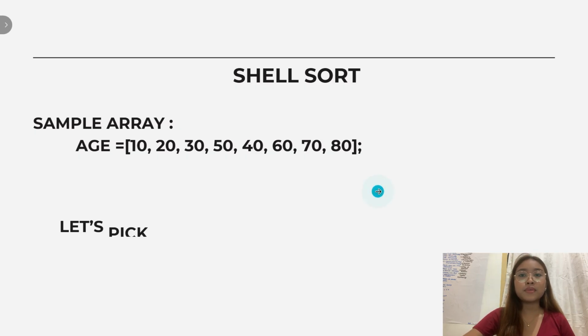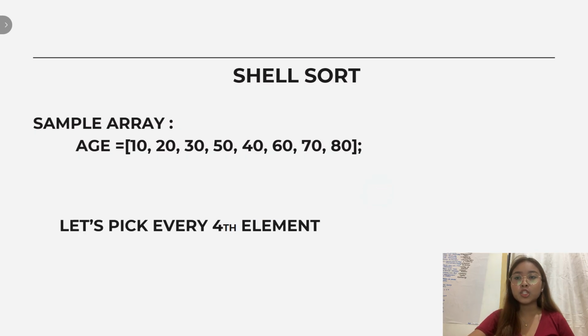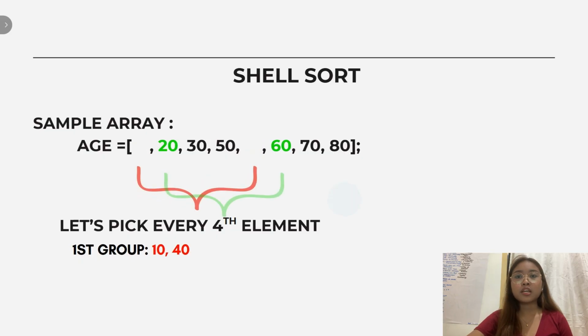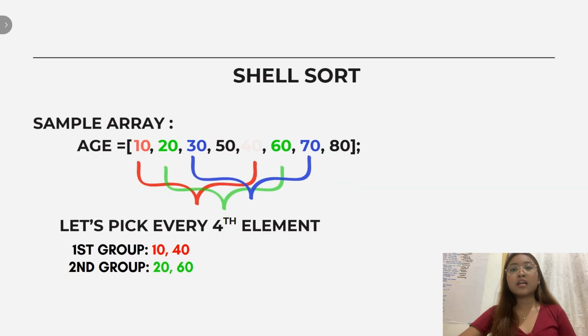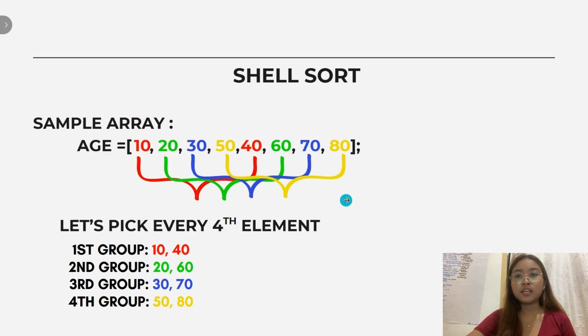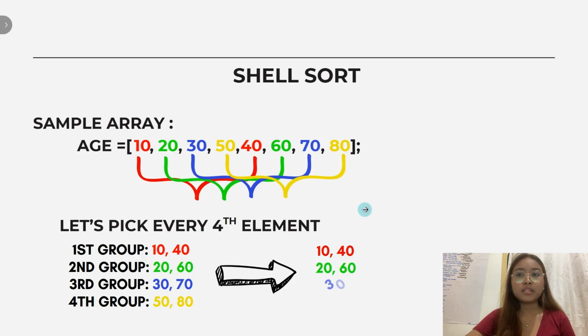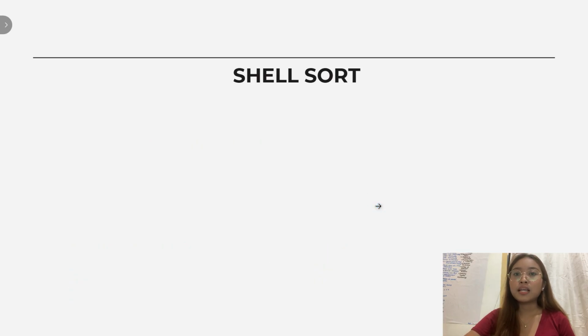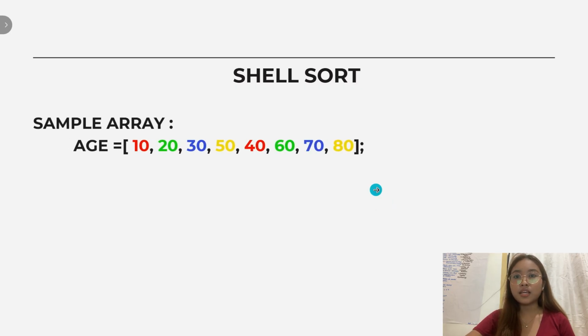Shell sort picks a gap, in this case 4. So we take every fourth element to form groups. Our first group is 10 and 40. Second group is 20 and 60. Third group is 30 and 70. And our fourth group is 50 and 80. Each of these small groups is checked, but no swaps are needed because they're already sorted. So no changes are made. This confirms the list is almost ready, even with just the first pass. Our array stays the same.